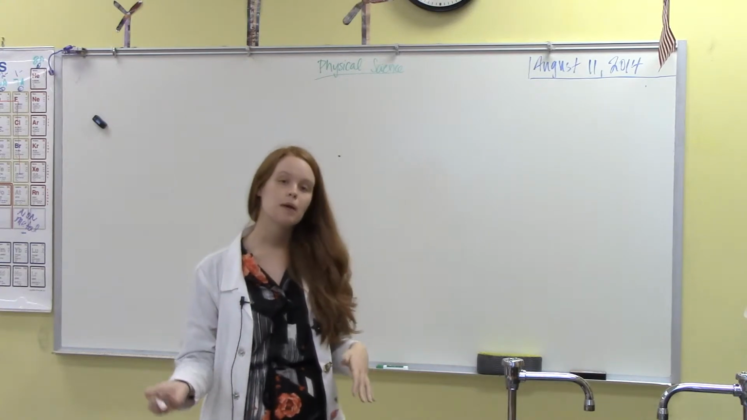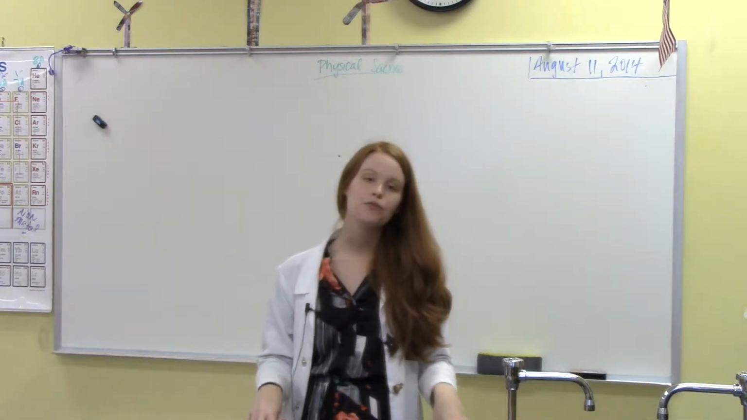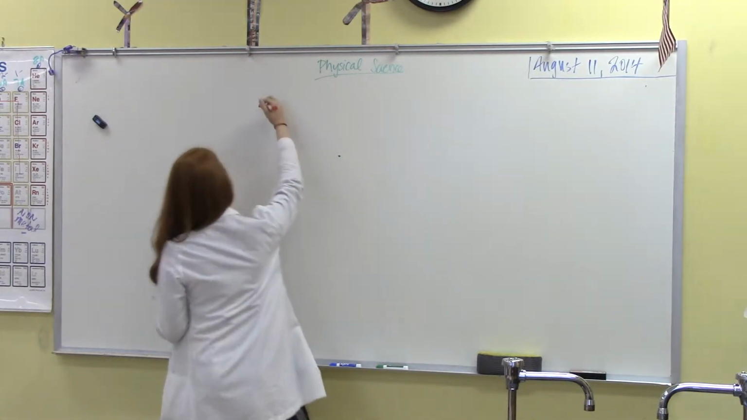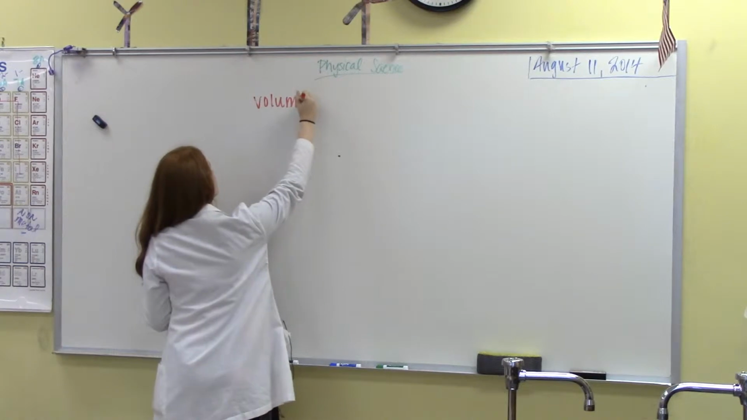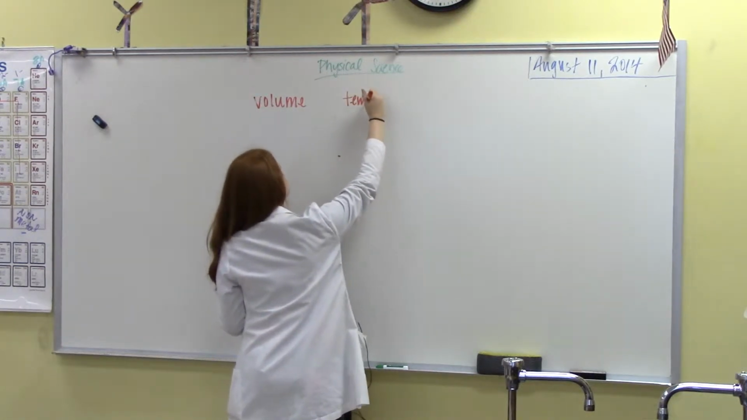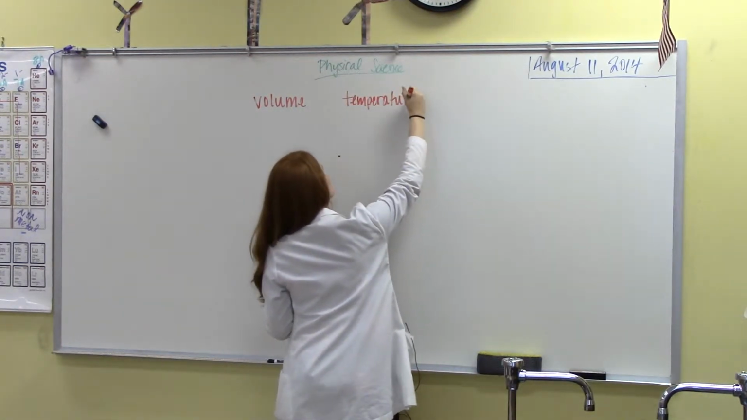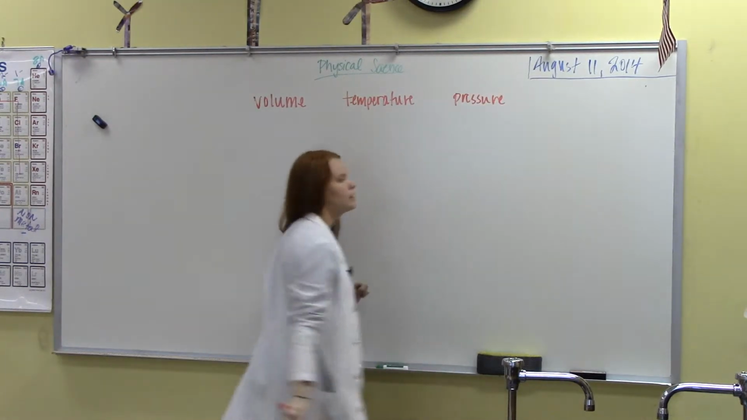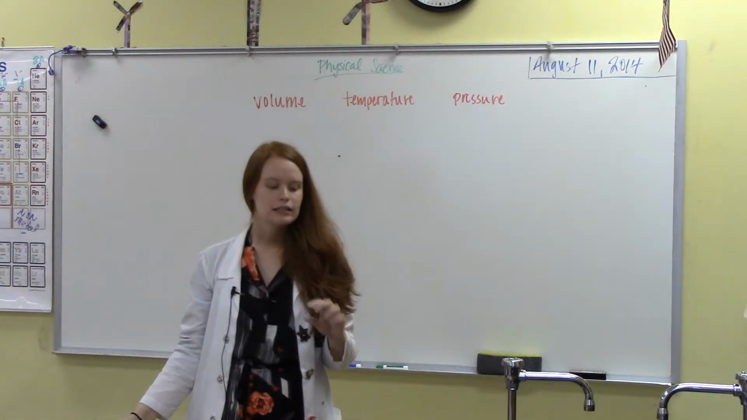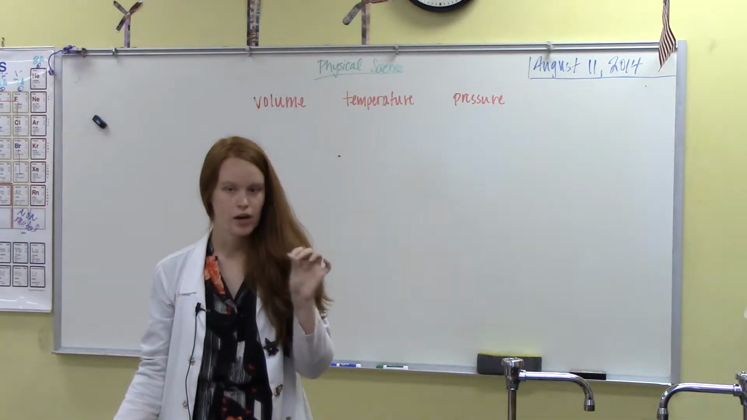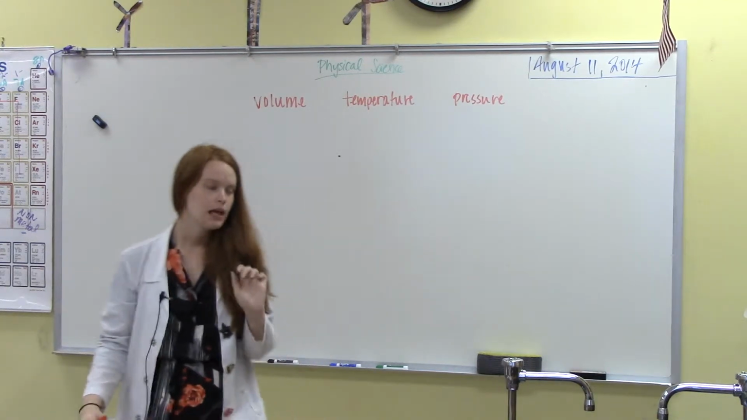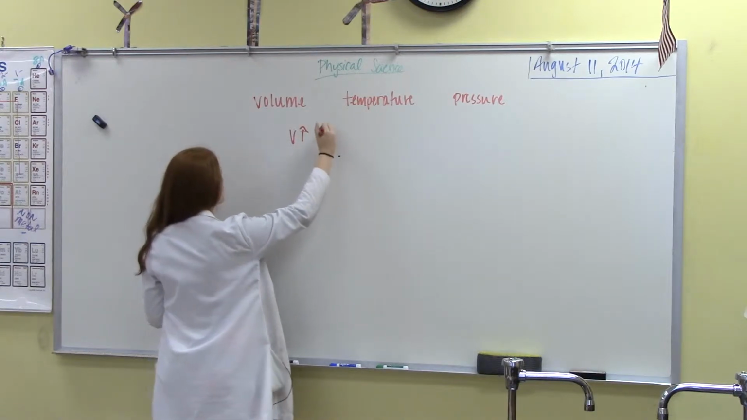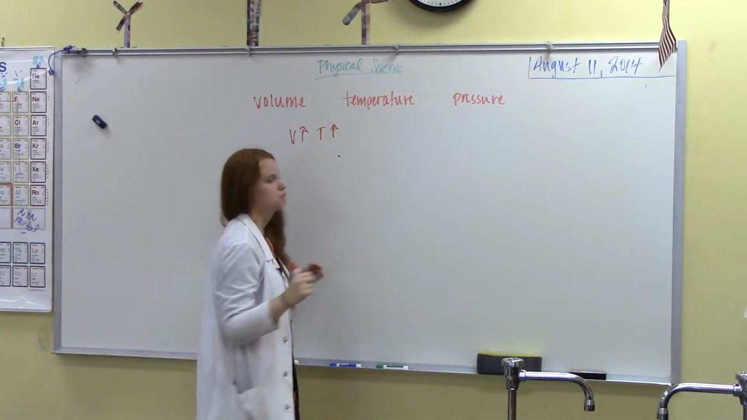Okay, now if you guys remember, there are three things that really influence gases and their behavior, and those three things are volume, temperature, and pressure. Okay, now Charles found that volume and temperature were involved in making a hot air balloon work. And what he discovered was that as the volume increases, the temperature increases.